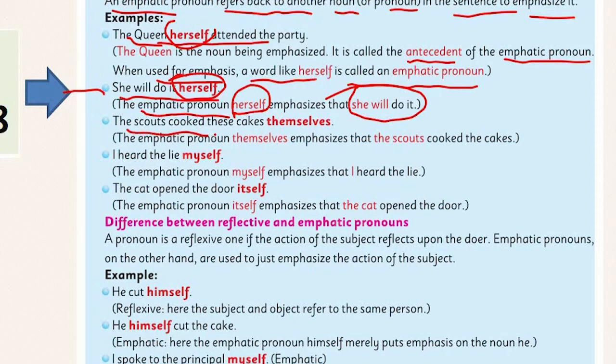The scouts cook these cakes themselves. The emphatic pronoun themselves emphasizes that the scouts cook the cakes.